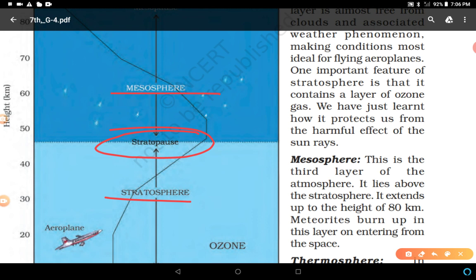The temperature rises in this layer from about minus 60 degrees Celsius to 0 degrees Celsius. Right? So this is the important part. And the part of the stratosphere in which there is a concentration of ozone is often called the ozonosphere. Right? Ozonosphere. It absorbs ultraviolet radiation, which is harmful for us.